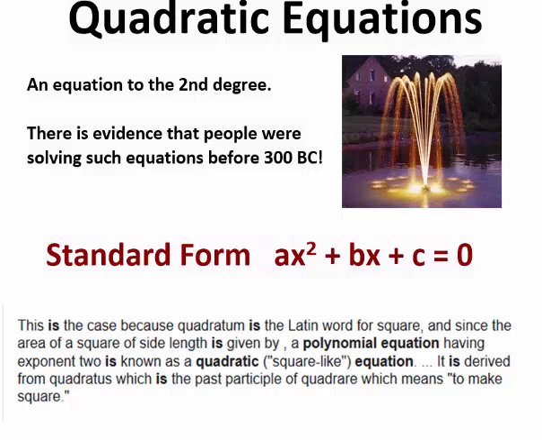Why do we call them quadratics? You would think quad means four, but quadratum is the Latin word for square. And since the area of a square of side length s would be s squared, a polynomial equation having an exponent of 2 is known as quadratic, square-like, derived from quadratus, which is the past participle of quadrare, which means to make square. I probably butchered those pronunciations, but Mr. Cutney can give you a better idea.